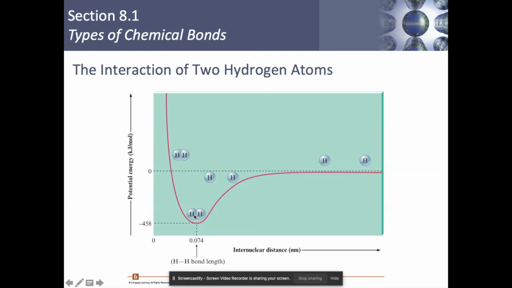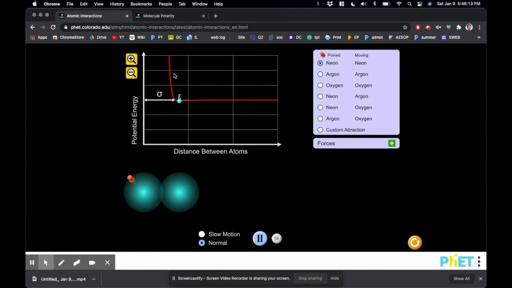Now notice that if you keep pushing them closer and closer together, instead of being attracted to one another, they become repulsive, and instead you start to get this gigantic increase in potential energy, because now you're basically putting two hydrogen atoms on top of each other, okay? And a good demonstration of that uses a PhET simulation called atomic interactions.